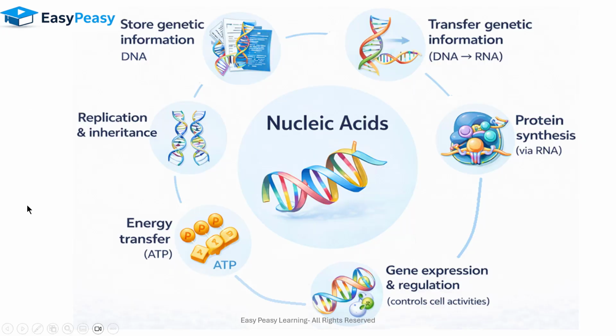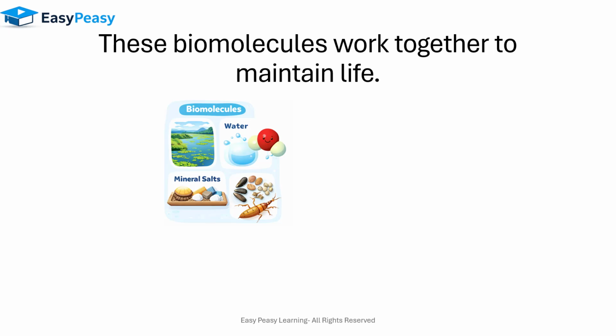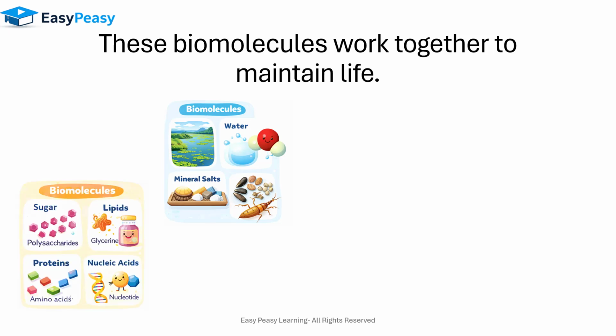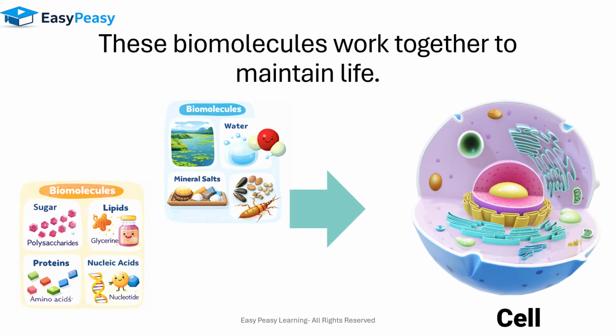Now, nucleic acids have various different functions in our body as well. They store the genetic information in the form of DNA, they also transfer the genetic information in RNA, and RNA decodes the information in the form of protein synthesis. Then it also helps in gene expression and regulation, and it also helps in energy transfer like ADP. And the major function of these nucleic acids is replication and inheritance. And that's how these biomolecules, whether organic or inorganic, work together to maintain life in the form of a cell.